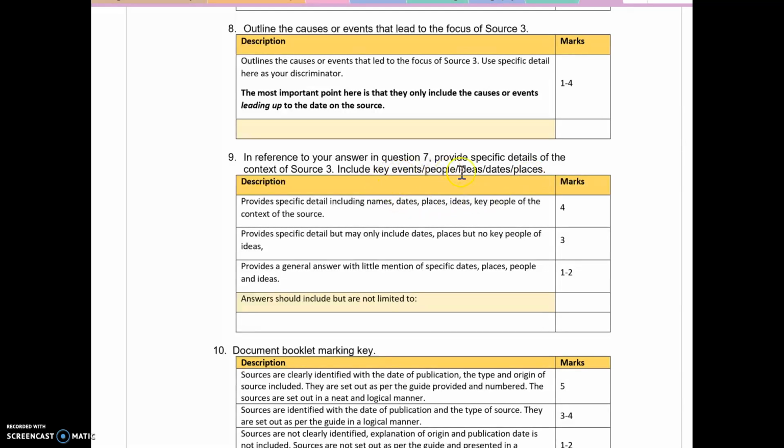So really 1, 2, 3, 4, 5. This kind of ideas sometimes you might not have, but you want to be pretty much across events, people, dates and places, because that really is your 4 marks. If you can kind of mention one from each section, you'll be fine. And it's the detail. So here, names, dates, places, ideas, key people. If you cover those, you're going to get 4 marks. Okay, so again, finding that source that tells you about a period of time you know very well.